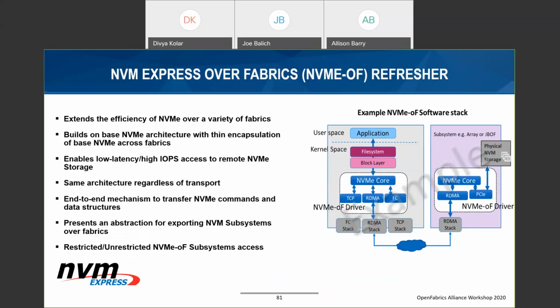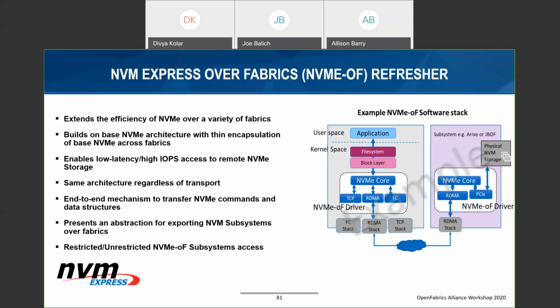Thank you. So this is a bit of a review. NVMe is an industry standard solution for efficient PCIe attached non-volatile memory storage access. It enables low latency, high IOPS direct attached access to NVM storage. NVMe over fabrics extends the parallelism and efficiencies of NVMe over fabrics. Currently supported are iWARP and RoCE, InfiniBand, Fibre Channel, and TCP. NVMe over fabrics builds on the base NVMe architecture with a thin encapsulation of base NVMe across fabrics.